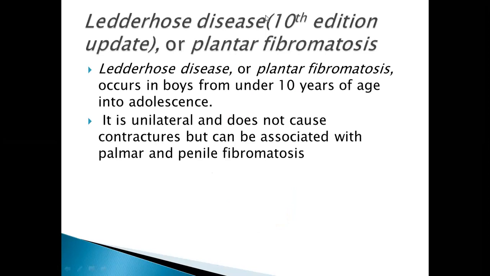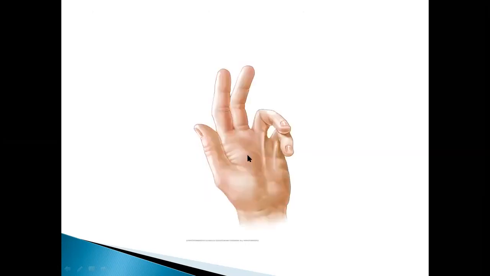Ledderhose disease, or plantar fibromatosis. Plantar fibromatosis is known as Ledderhose disease. It is mentioned in the 10th edition update. Ledderhose disease occurs in boys from under 10 years of age into adolescence. It is unilateral and does not cause contracture but can be associated with palmar and penile fibromatosis.